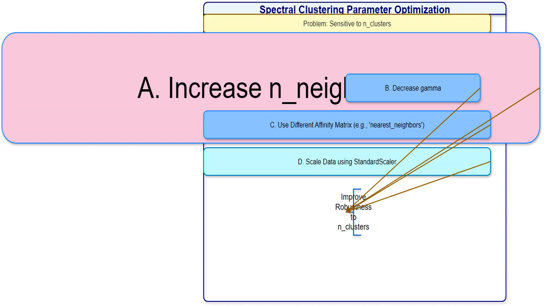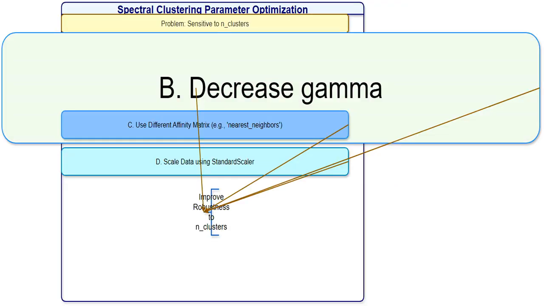This broader view lessens the impact of noisy data or local structures that might otherwise unduly influence cluster assignments, promoting more robust clustering results. A larger neighborhood creates a more global representation of data relationships, making it less sensitive to the specific choice of n_clusters. The parameter, gamma, in the radial basis function, RBF, kernel affects the width of the Gaussian function used to compute similarity between data points.